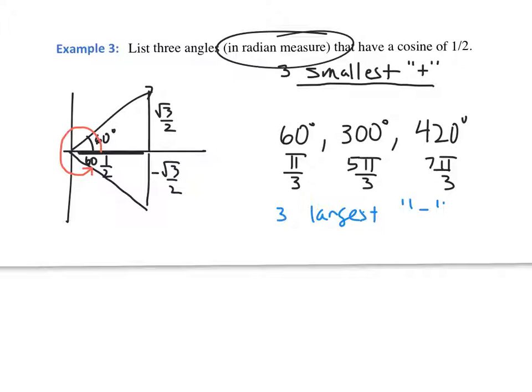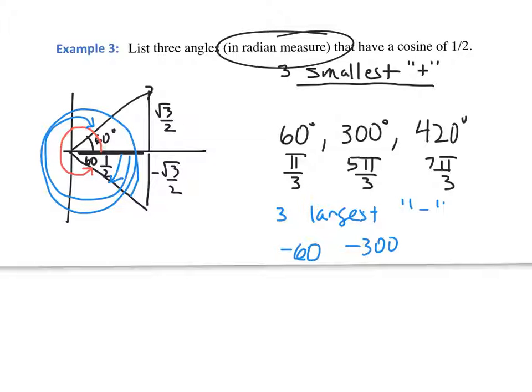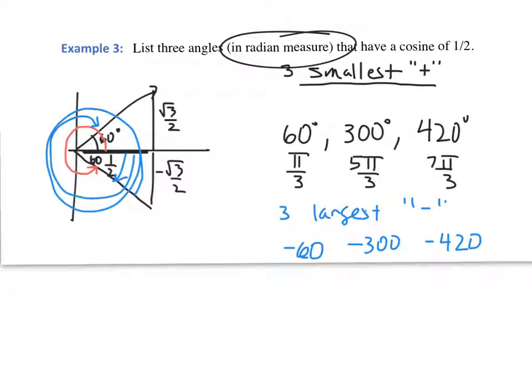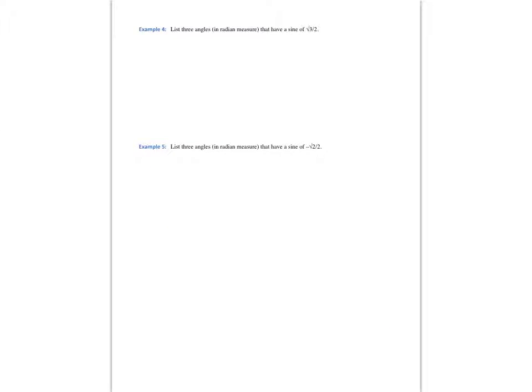Okay, so what Lauren says is, well, this is negative 60 degrees. This is negative 300 degrees. Okay, and then if we went all the way around and added another 60, we're at negative 420 degrees. So therefore, it's negative pi over 3, negative 5 pi over 3, and negative 7 pi over 3. Okay? Now, in this case, it worked out that way. In the next example, it will not. So she said it was just the same numbers, just negative. Okay? All right, so if we flip over to example 4 then.